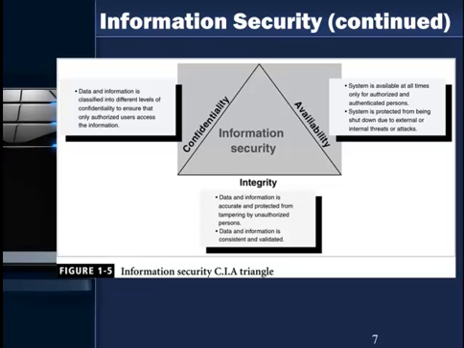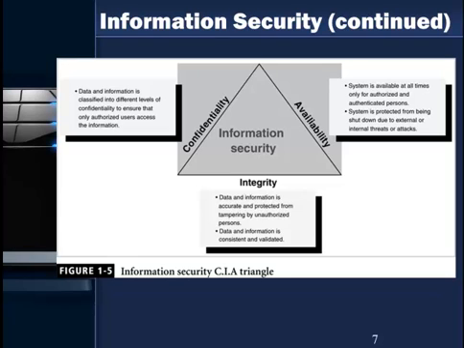If we look at confidentiality, really what we're looking at is that data and information are classified into different levels of confidentiality to ensure that only authorized users have access to that information. We're thinking about things like secret, top secret, classified, and so forth. This allows us to categorize and store data that's valued at different levels.